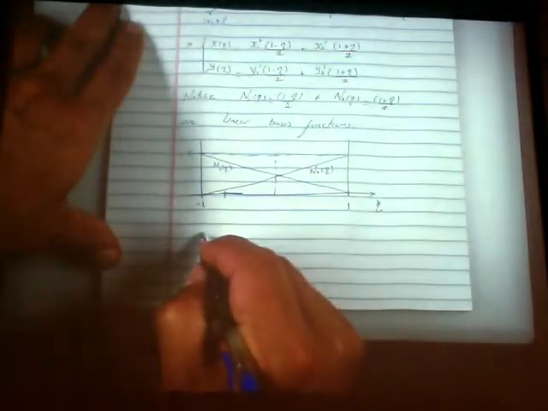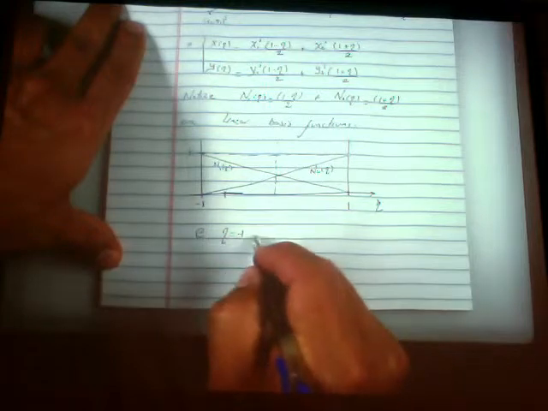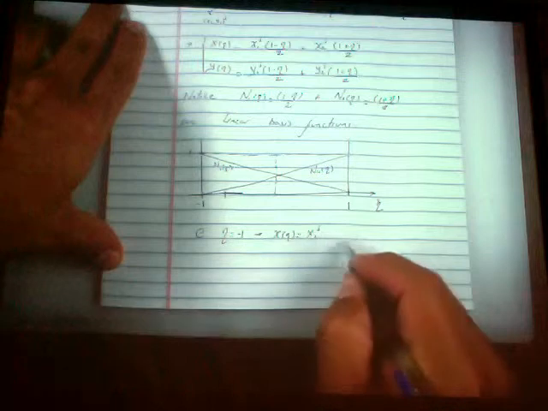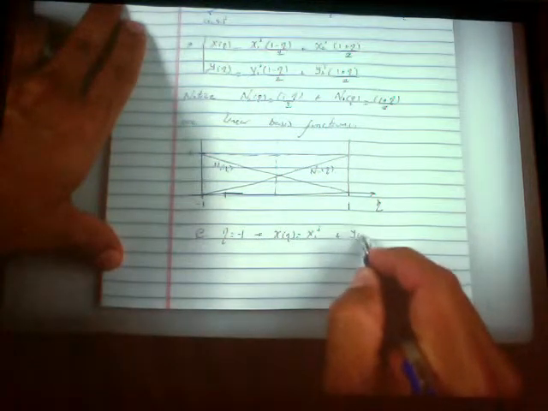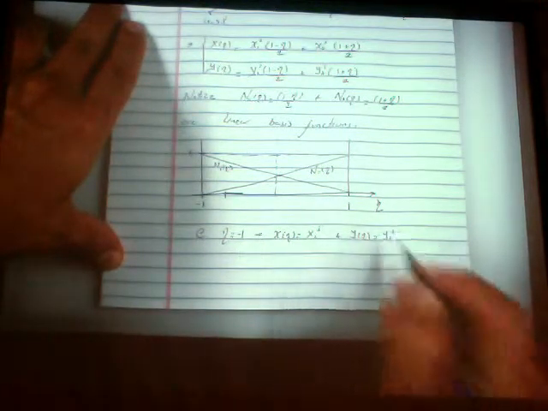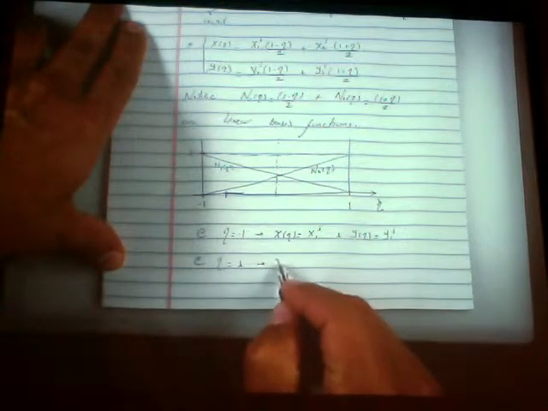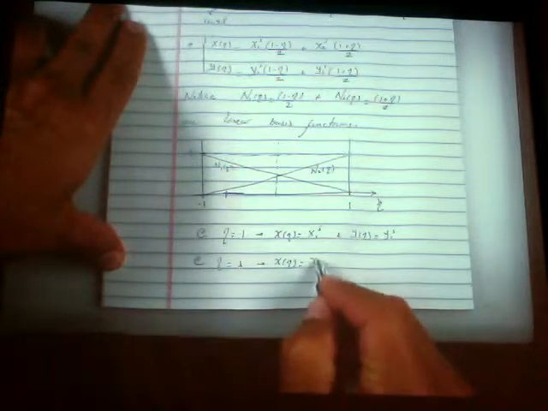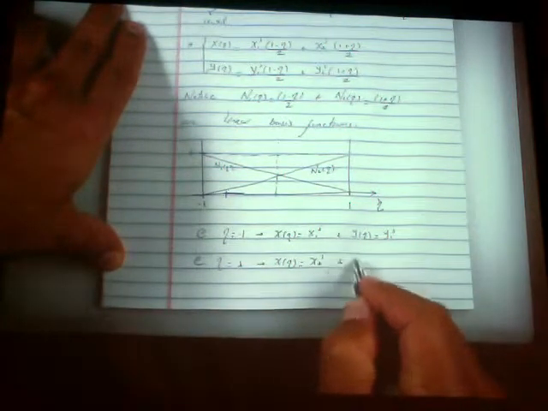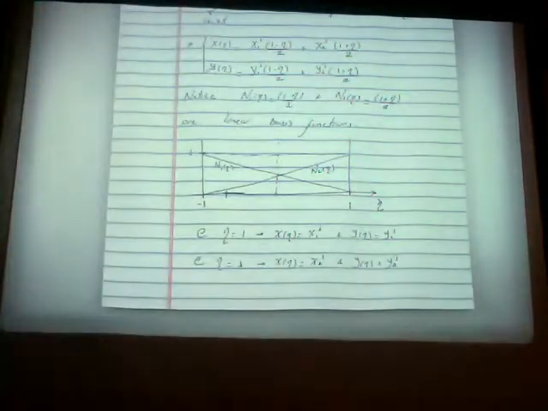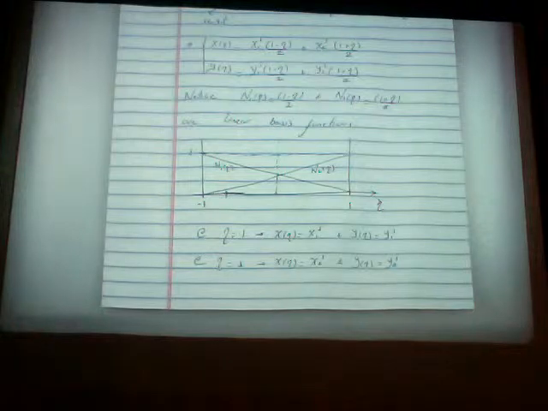So at eta equals minus 1, x of eta is equal to x1, and y of eta is equal to y1, and at eta equals 1, x is equal to x2, and y of eta is equal to y2. So this is just linear mapping, or parameterization, something that we've done when doing line integration.